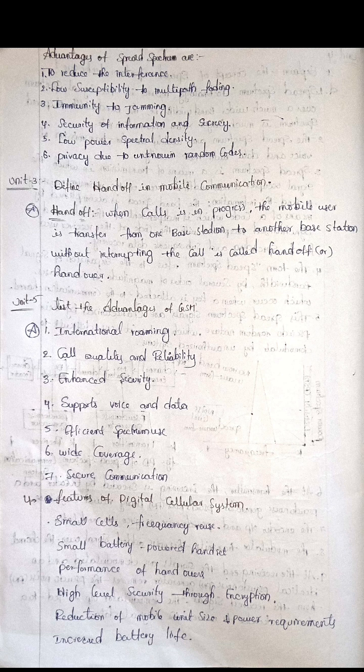Features of digital cellular systems: small cells, frequency reuse, small battery powered handset, performance of handover, high level security through encryption, reduction of mobile unit size, power requirements, increased battery life.